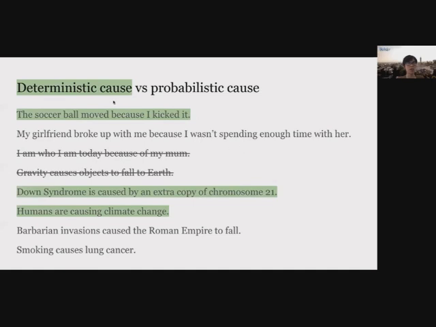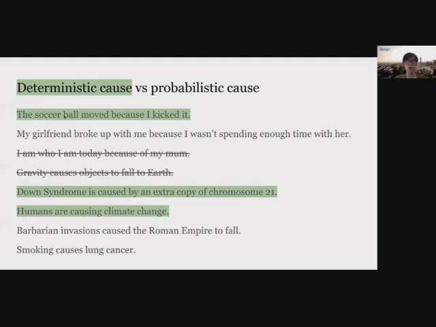First is that some of them are about deterministic causes, whereas others are about probabilistic causes. What I mean by this is that if A is a deterministic cause of B, then whenever A happens, B is going to happen as well. And if instead A is a probabilistic cause of B, then the existence of A is going to increase the probability of B happening, but it's not a sure thing. It's not deterministic.